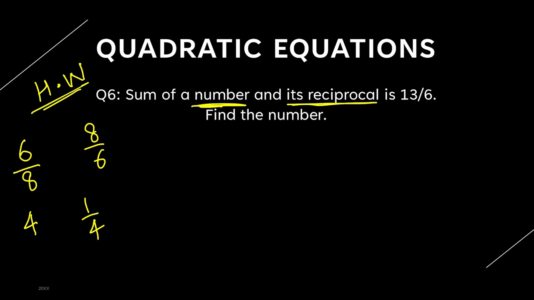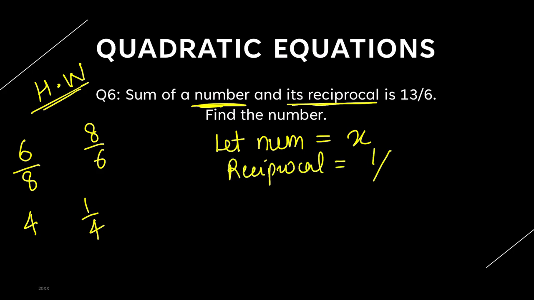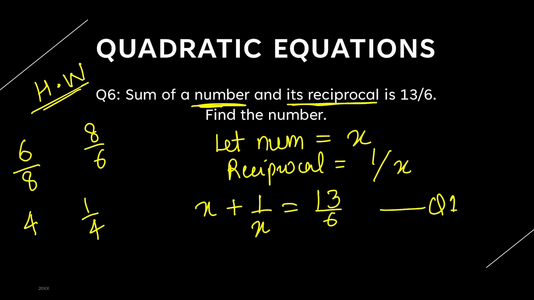Right? Now, suppose the number is, let the number be x. So its reciprocal will be 1 by x. Sum of the number and its reciprocal is 13 by 6. Can you not solve it in the way that we have done in question number 1? Try to solve it, and if you have any issues, you can post your doubts in the comments.